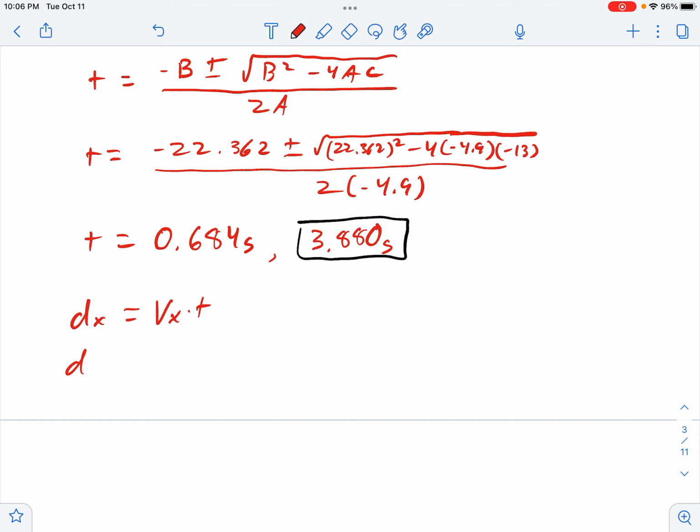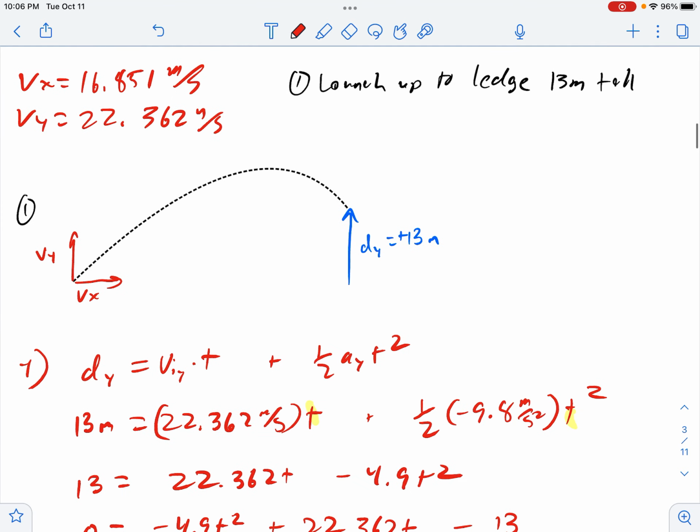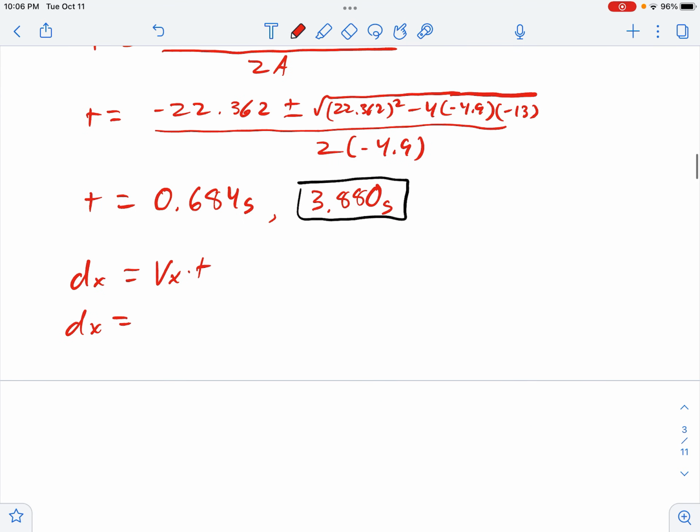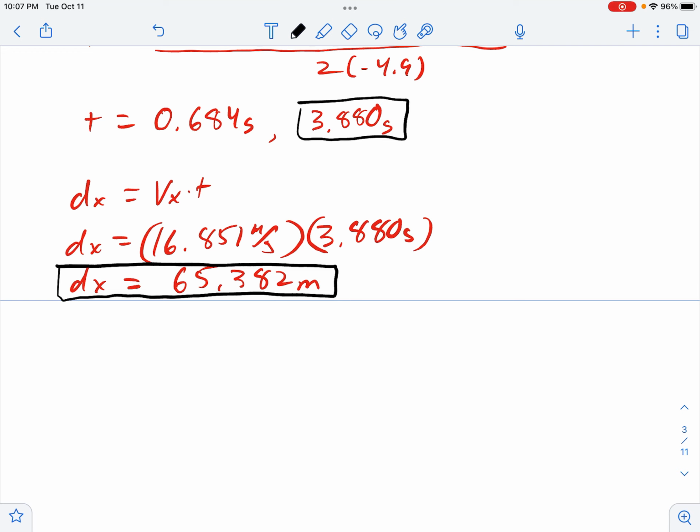So if I sub that in, that horizontal component, to go back up to the top here, 16.851 meters per second, times this time of 3.880 seconds. Put those two together in my calculator, and you should get 65.382 meters. So that's the sideways distance that the projectile travels, or what we call the range.